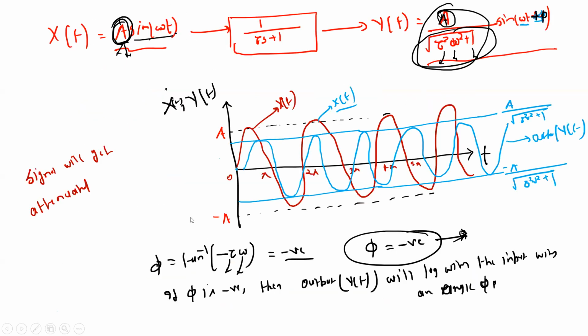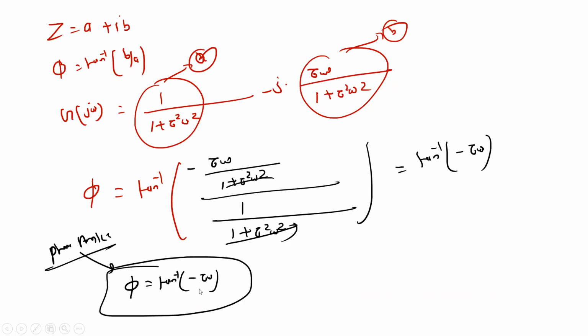So again, in frequency response here also, we have got the same phi value. You can understand it this way: here phi is tan inverse minus τω, and here again we get phi equal to tan inverse minus τω. So this is the way we calculate the phase angle in frequency response with the help of the properties of complex numbers.